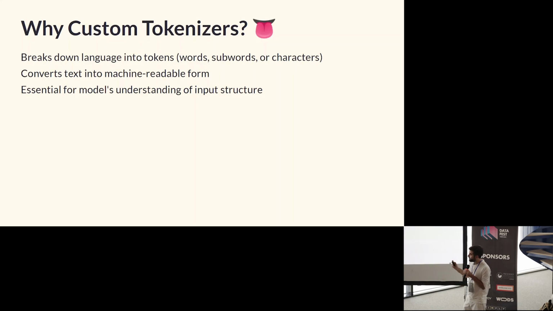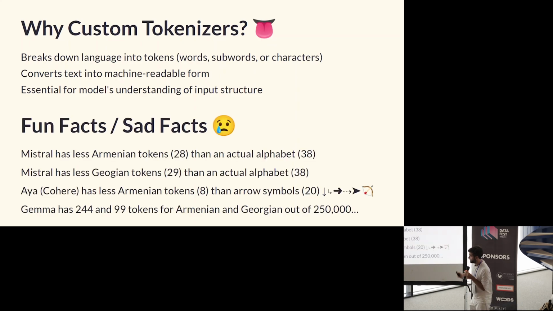And here are some fun and sad facts. Mistral has fewer Armenian tokens than an actual alphabet. Mistral has fewer Georgian tokens than an actual alphabet, but Georgians got one more token. So I guess they're statistically speaking better represented.